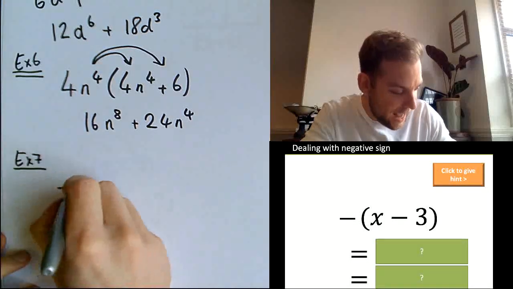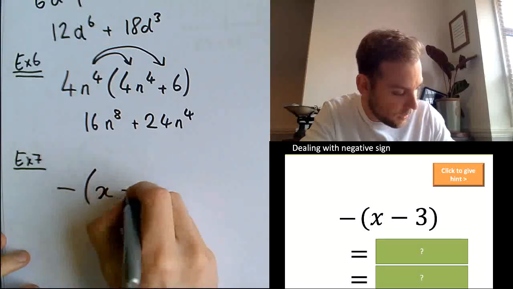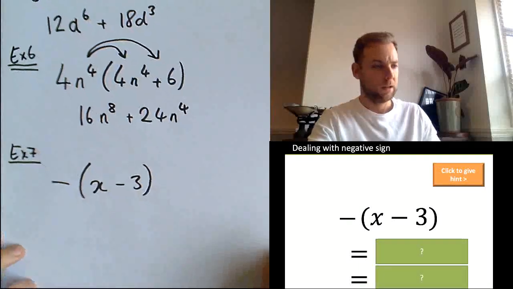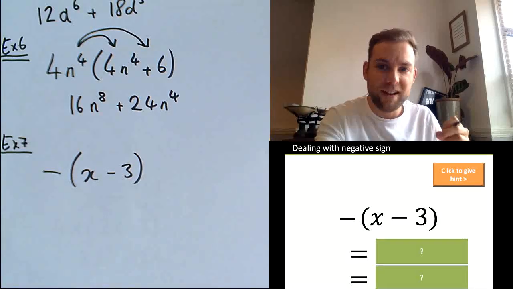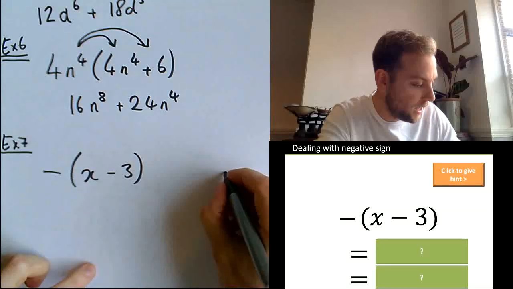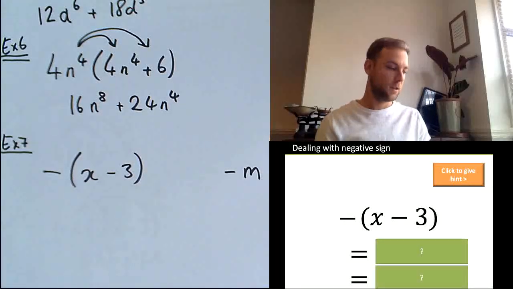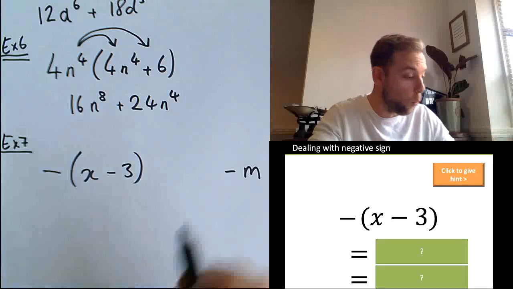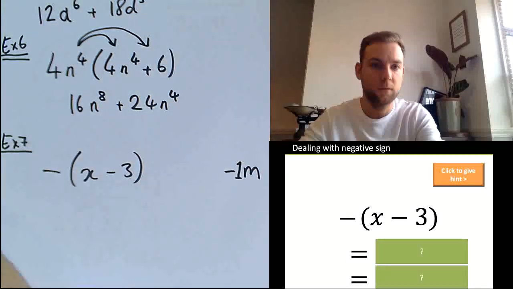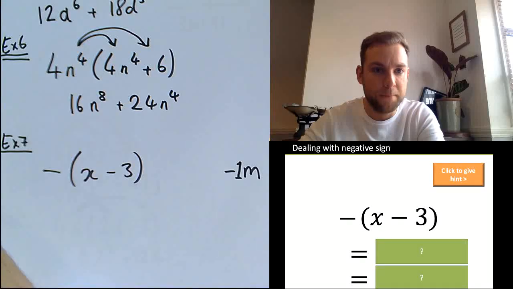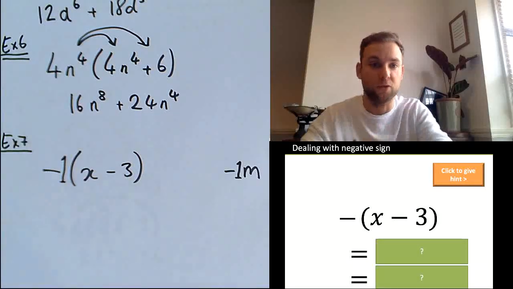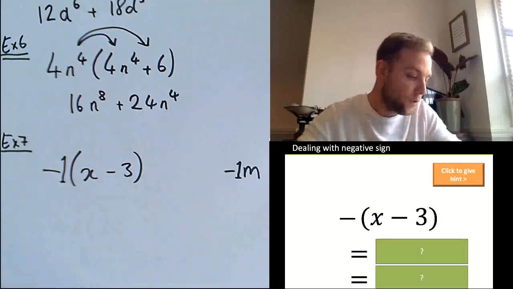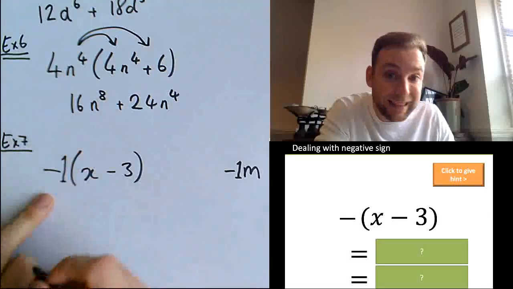Now we've got a negative x minus 3. So, what does that negative mean in front of the bracket? Well, in a very similar way to this one here, where we've got minus m there, this here means that it's minus 1m, like so. So, if I've got minus 1m, the way we think about this is we've got a 1 in front of it, and it's exactly the same with this one here. It's minus 1 in front of it. So we've got the minus 1 in front of it, and I'm going to be expanding this out now.